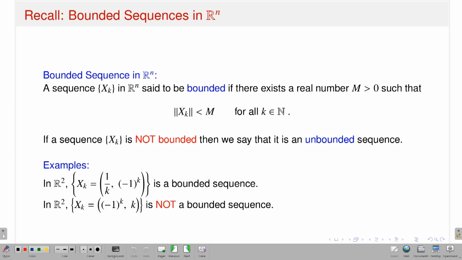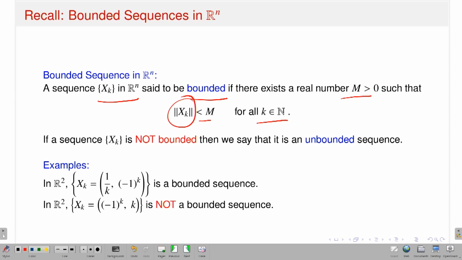What is the notion of bounded sequence in Rn? Okay, same. If I have a sequence xk in Rn, I will say that it is bounded if there exists a positive number m such that norm of xk is less than m for all k. So, that means earlier I had the modulus in the real line. Now, I am just replacing modulus by norm in the context of Rn.